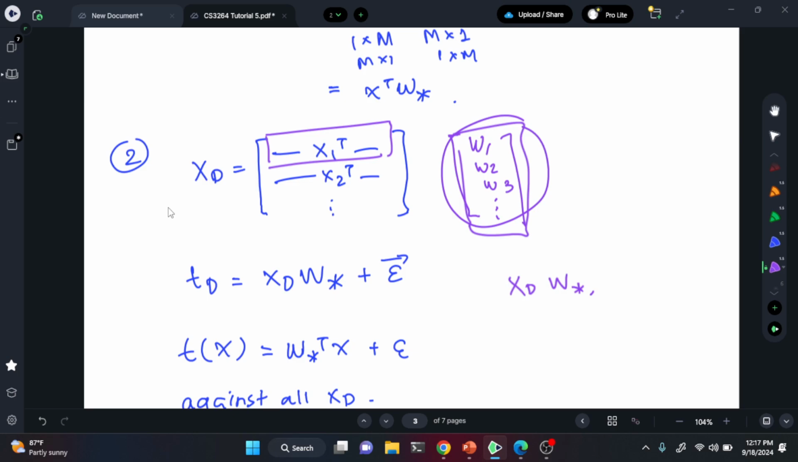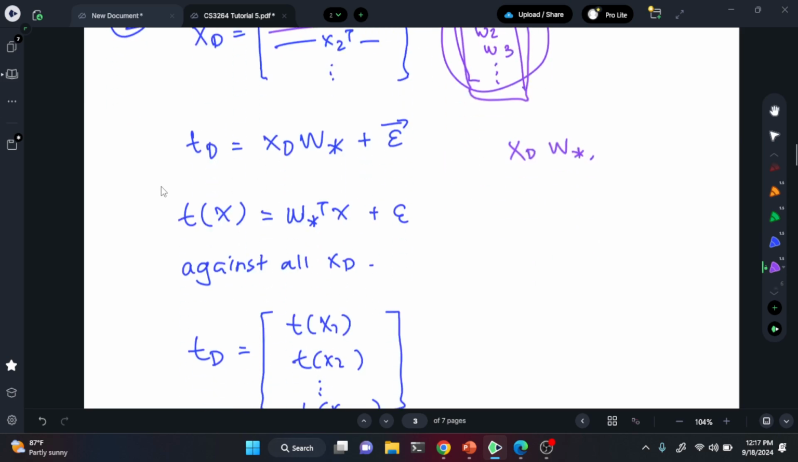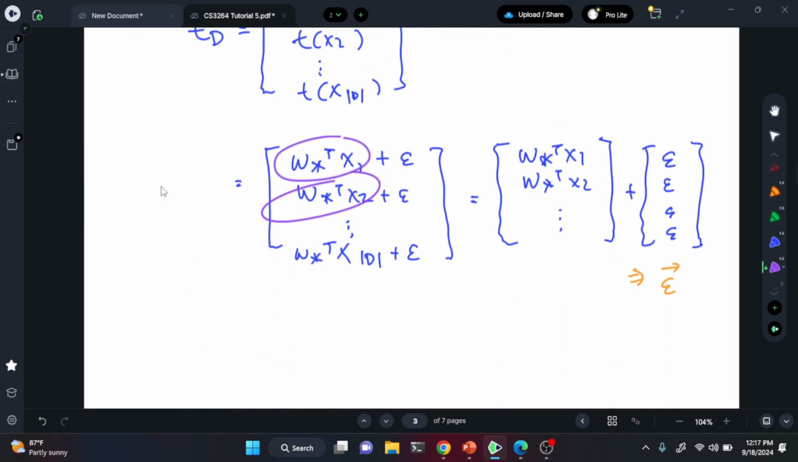Okay, any questions to this point? So at this point, we have shown that this part is just xd W star. And thus, we have shown here that in the end, my TD is equal to xd W star plus the epsilon factor, where the epsilon factor is just the factor containing all your epsilons. It's a column factor. Okay, questions?